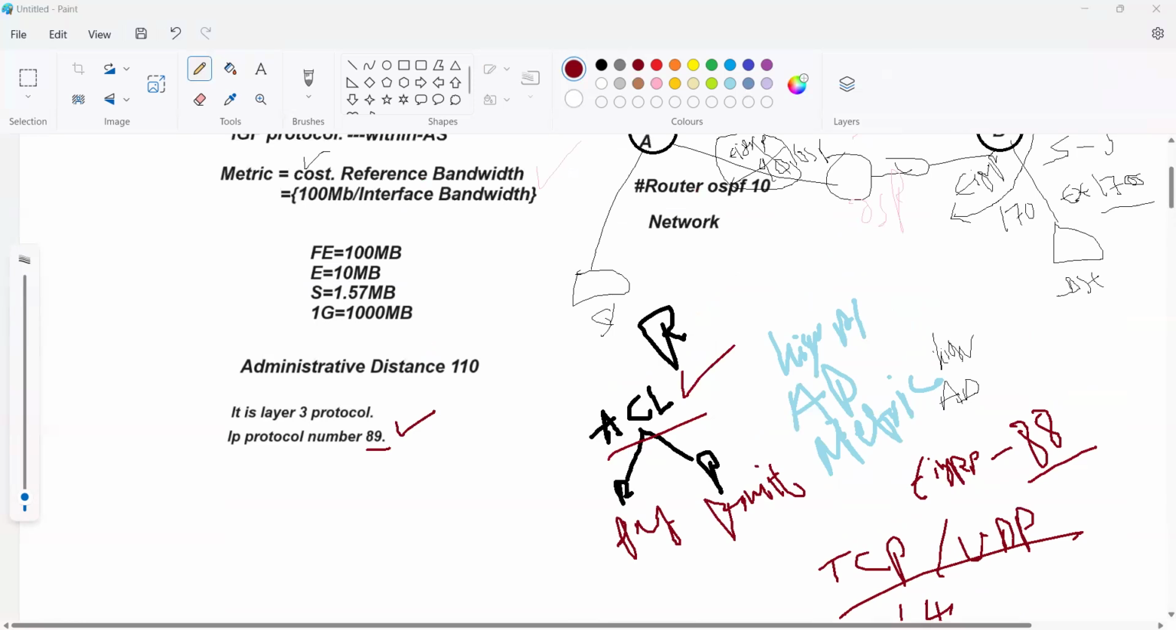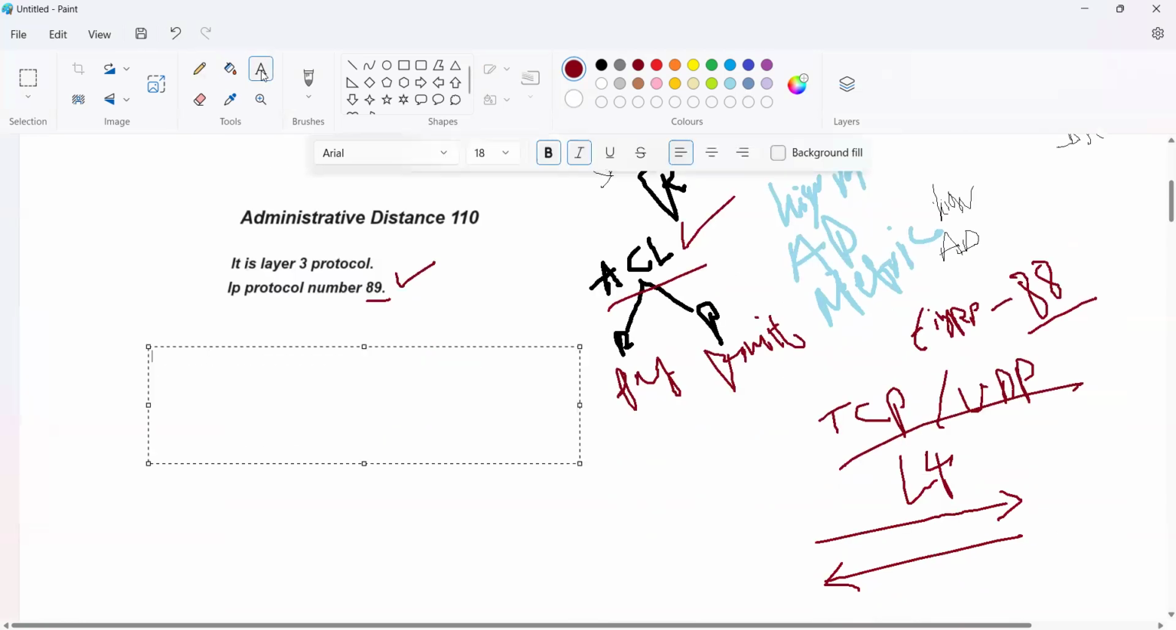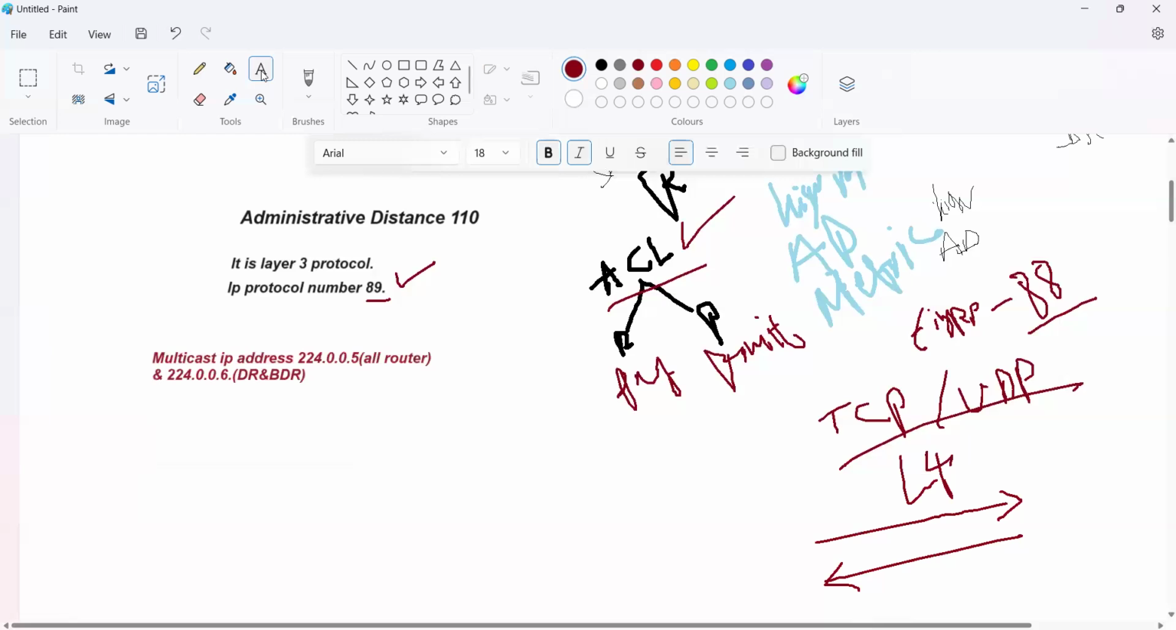And it will use multicast IP addresses. It will use two multicast IP addresses: 224.0.0.5 for all the routers, and 224.0.0.6, which is for DR and BDR. So what is DR and what is BDR? We'll discuss that, just wait.